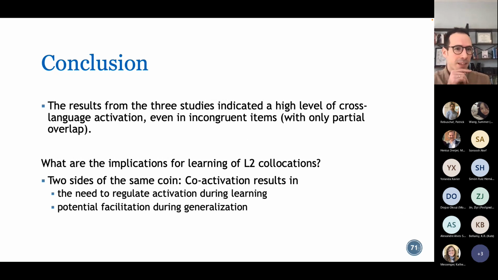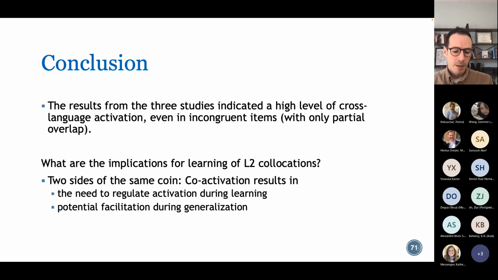So I know I already hit the 40-minute mark, so I'll just conclude with a couple of brief points. What these three studies showed, and what I'd like to highlight, is that these are two sides of the same coin. In both cases, we see co-activation, but in the context of language lexical selection and production, we see that there's a need to regulate activation during learning, and we saw contexts where that better allows learners to develop the required skills for successful second language use.